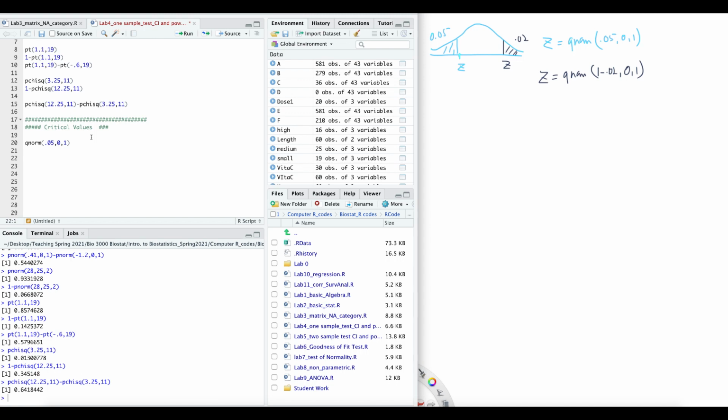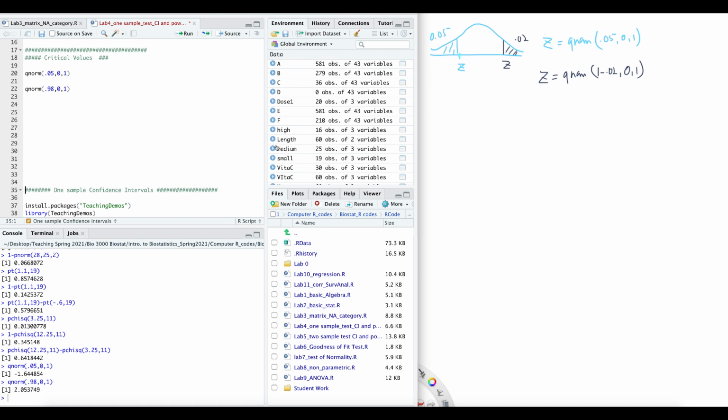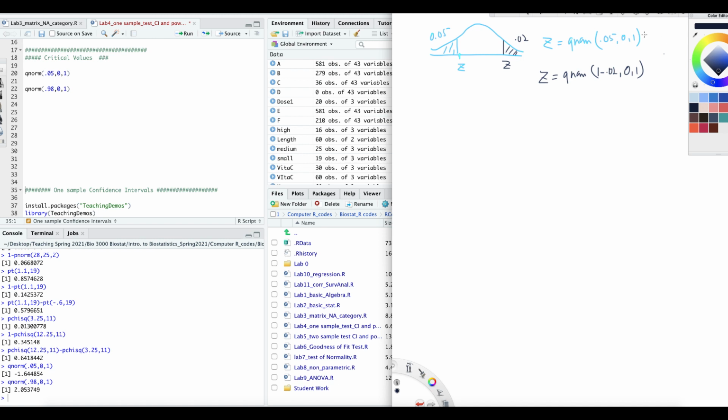And then if the right area is given as 0.02, and you want to find the g value for that, then you will do q norm of 0.98, comma 0, comma 1, because the left area is 0.98. Okay, so if you run that, you get negative 1.64. If you run the other one, you'll get 2.05. The first one equals negative 1.64, and the other one is 2.05. This is what it is.